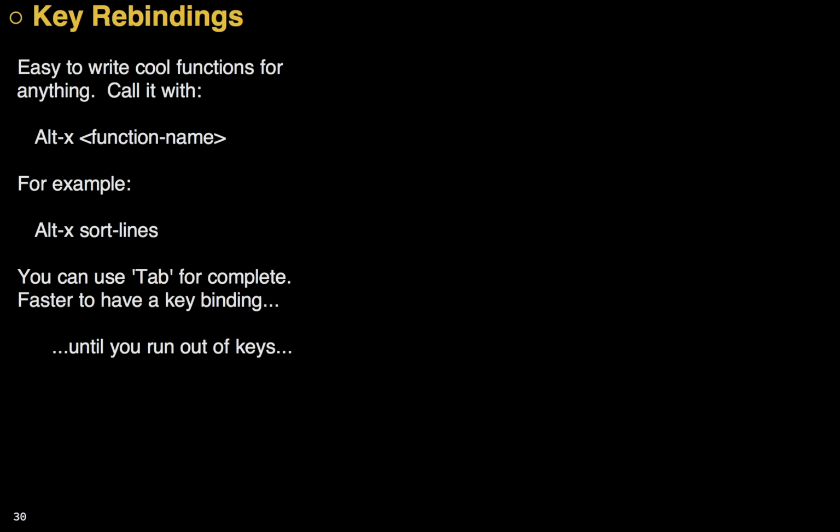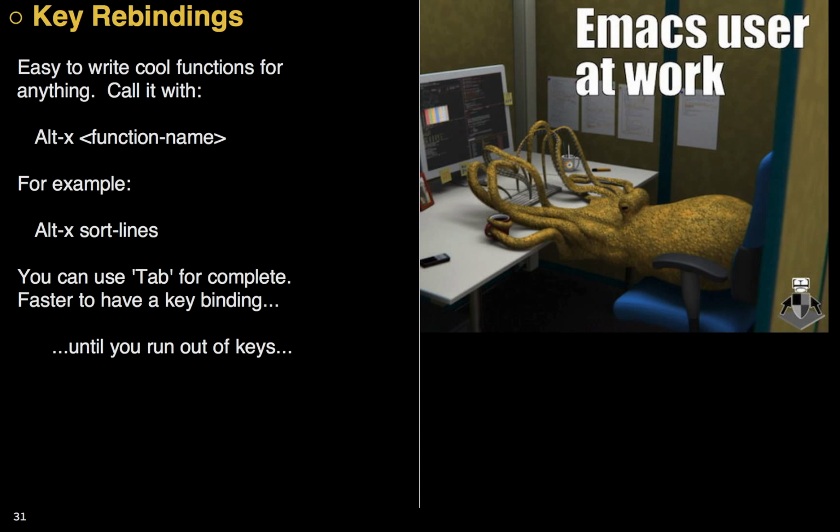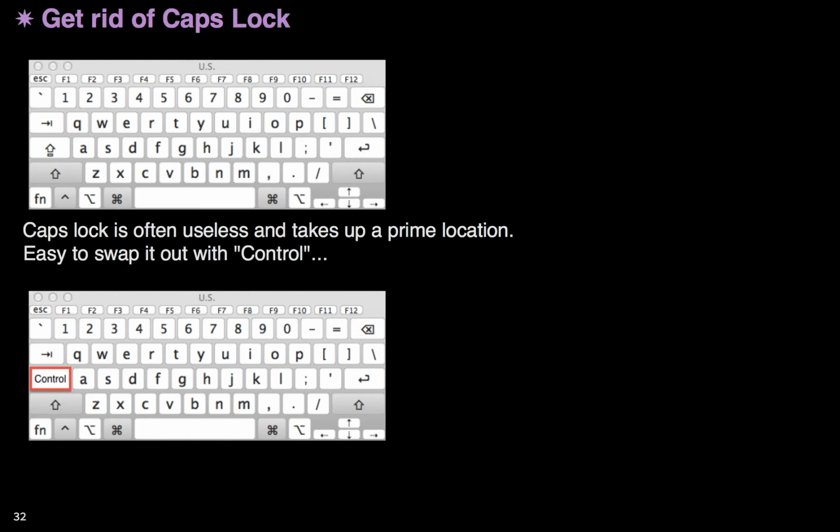Now, every function in Emacs is available by just typing Alt-X and then the name of the function, like sort lines. But while you can use the tab to expand it, you pretty much want to have a key chord. However, those are great until you run out of keys. So let me show you a couple of little tricks you should do with your key bindings as soon as you can. Otherwise, you might need a couple of extra arms when you're using Emacs.